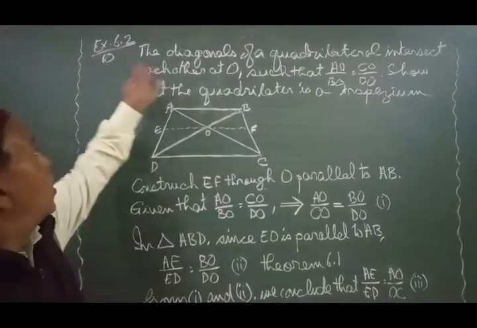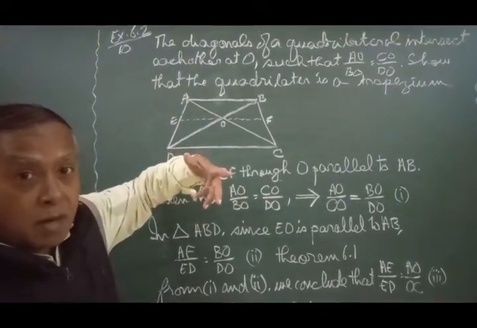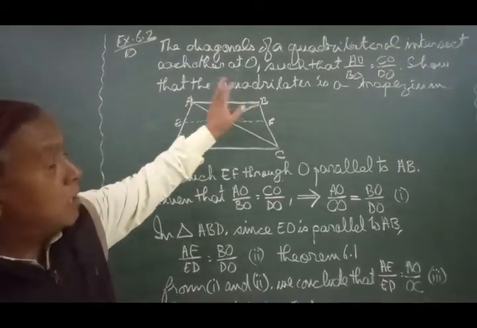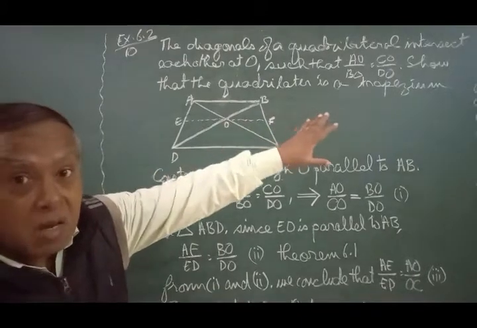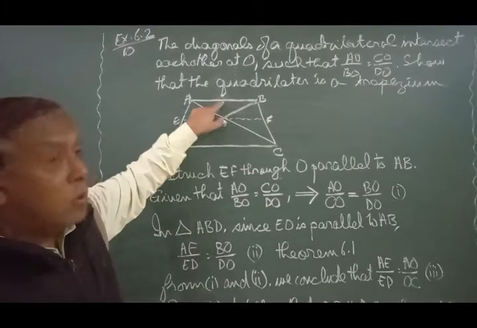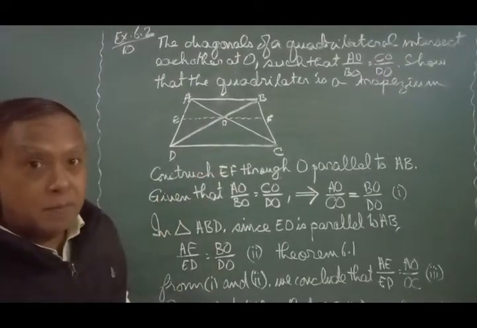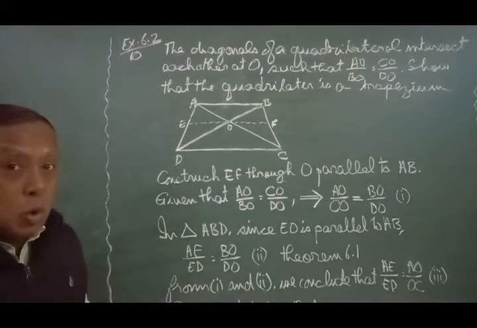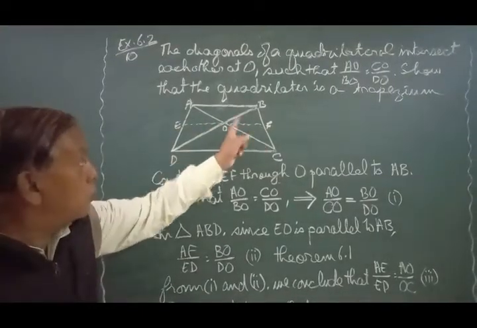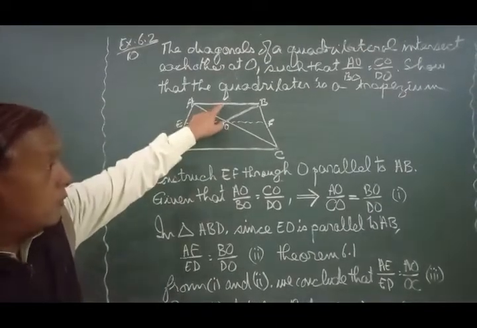Here we have question number 10, similar to but opposite of question number 9. Attention, you are supposed to prove that the quadrilateral is a trapezium. Therefore, first of all, make sure that you draw the trapezium with AB and DC parallel. Then, what do we do? We begin by a construction. Construct EF through the point O parallel to AB.